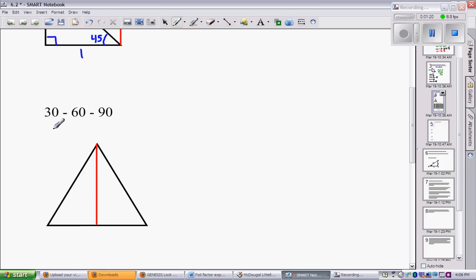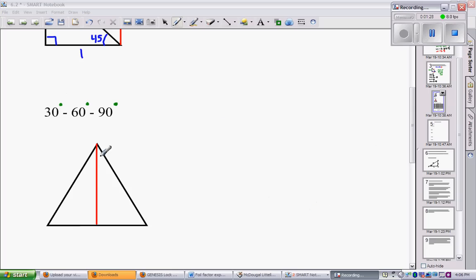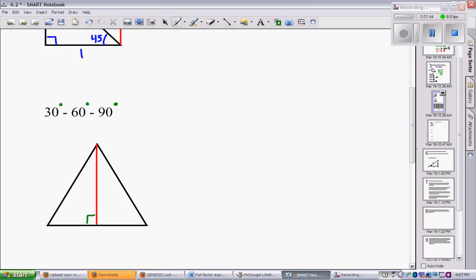We also have a 30, 60, 90 triangle. We have the equilateral triangle, and we draw the perpendicular bisector from the top down to the base. And so it creates a right angle here. If this was originally an equilateral triangle, that makes this 60 degrees, 60 and 90, so that means this one up here is 30 degrees.